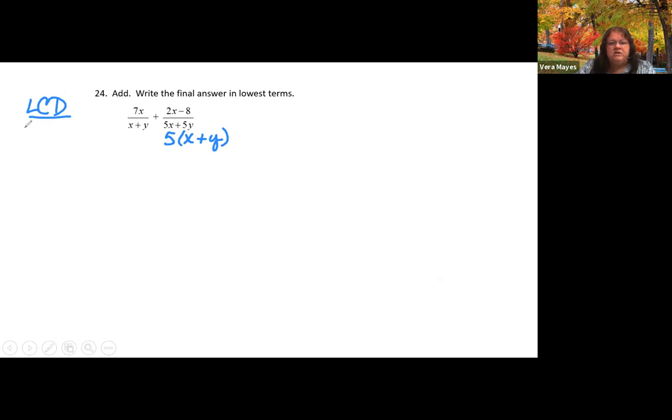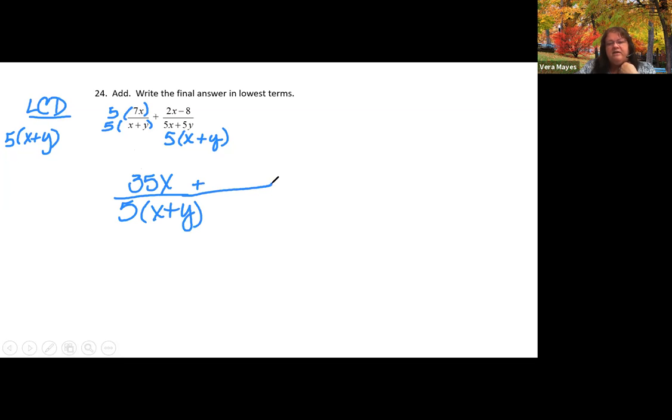First fraction needs an x plus y group. Second one says great, but I need a 5. So that's not too bad. The second fraction's already at the common denominator. The first one just needs us to multiply by 5. So multiplying top and bottom, so it's balanced. 35x on top, 5 times x plus y on bottom, plus, now this one has the same bottom, so I can go ahead and start joining.